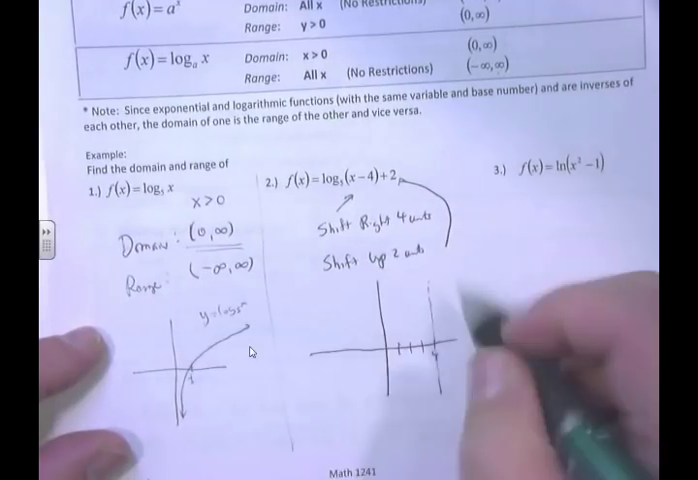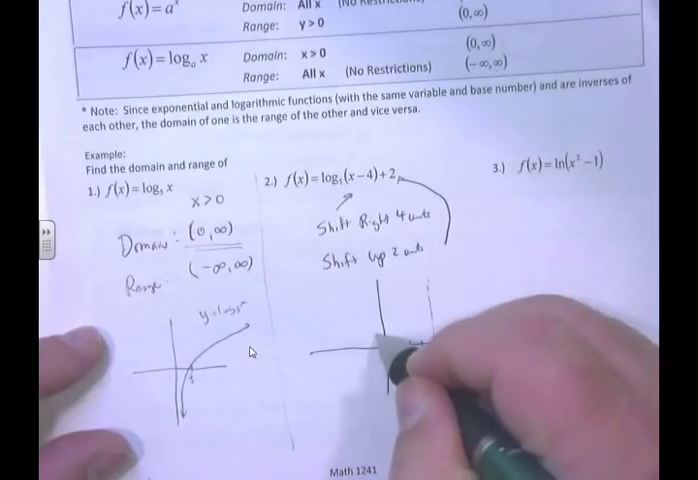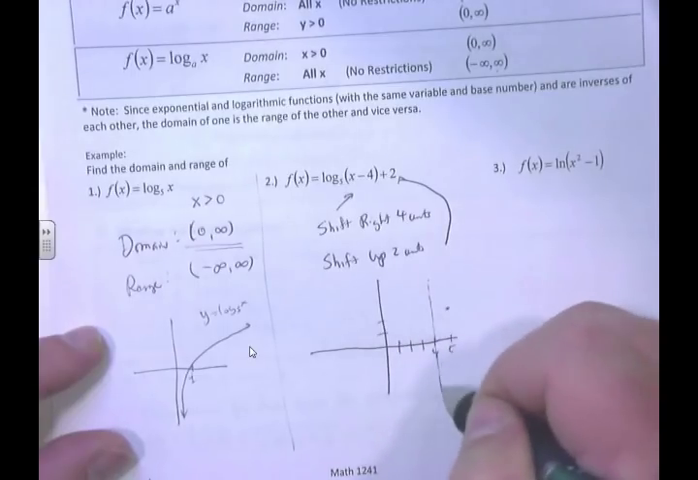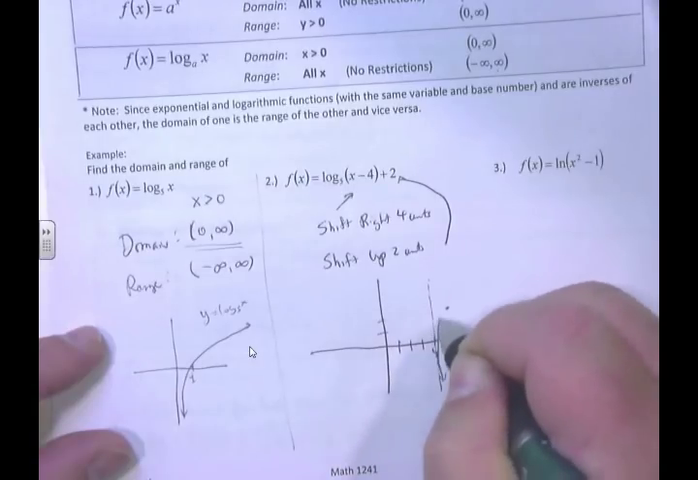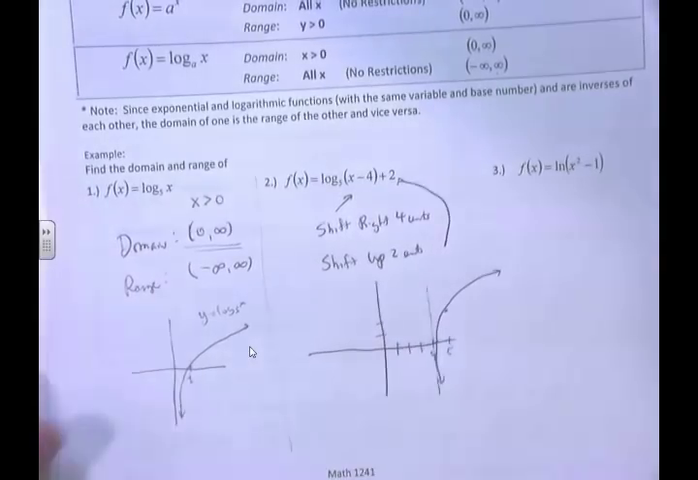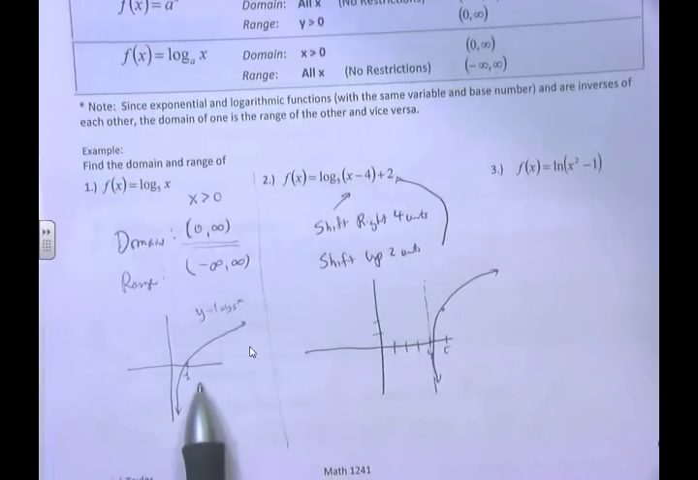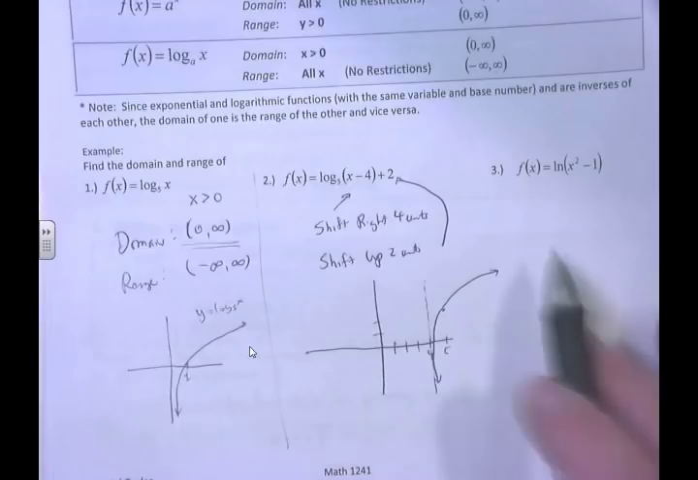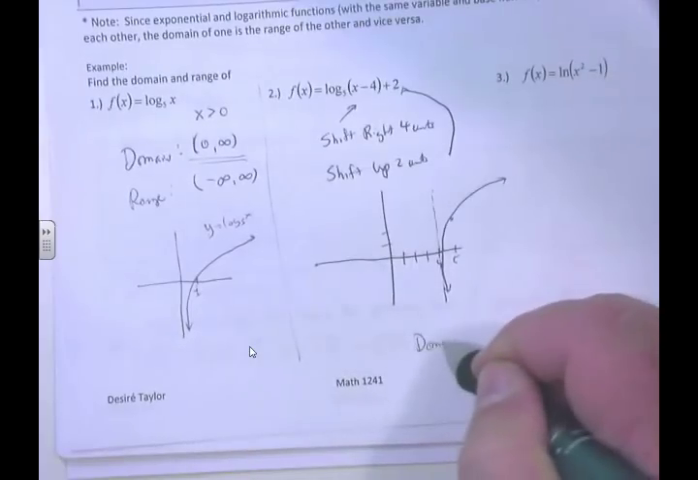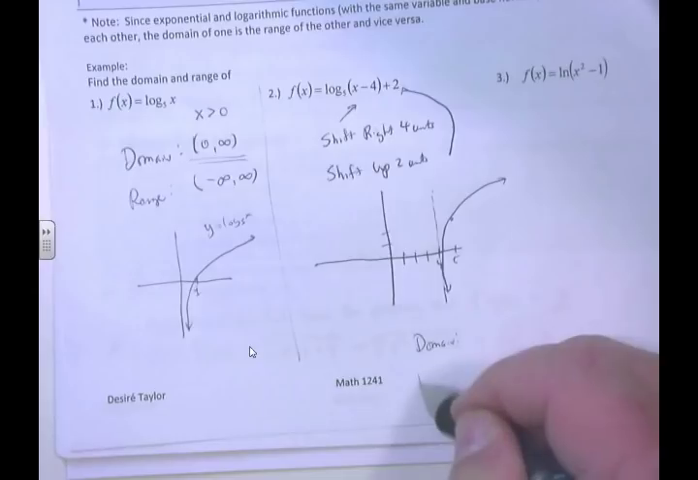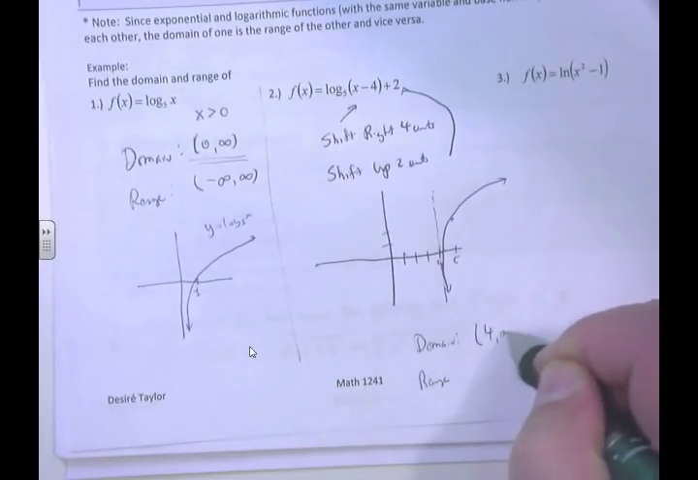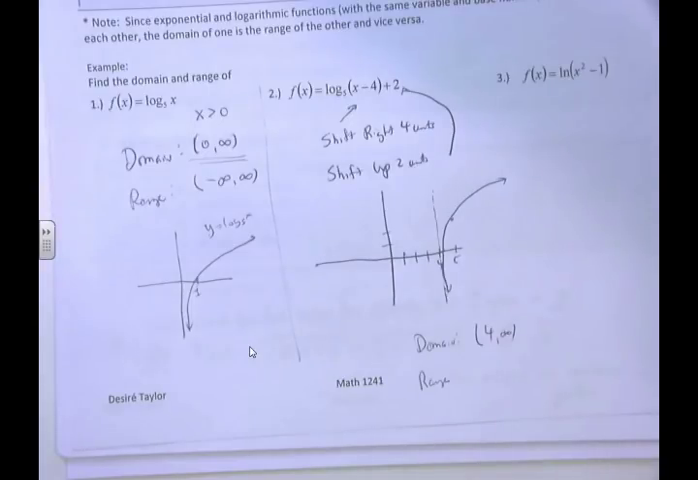And I'm going to take this graph and shift him up 2 units. Okay? So this is my picture. All I did was take this guy and shift him to the right 4 units and shift him up 2 units. Now I ask you the question. What's the domain? 4 to infinity. It is parentheses 4 to infinity, because you don't include the 4 because you never touch it.